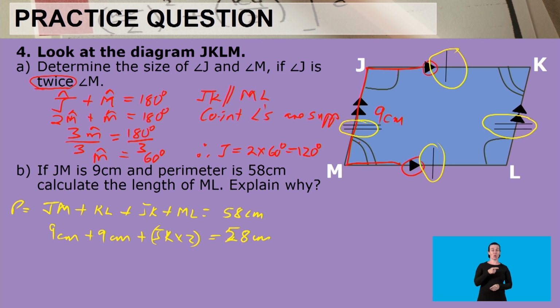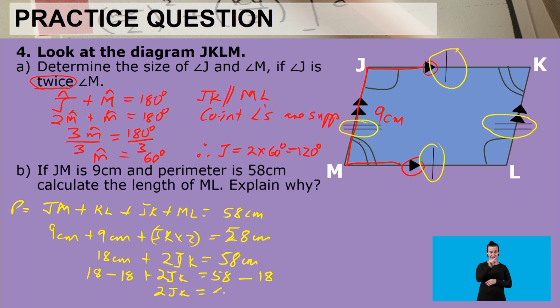Now, 9 plus 9 is 18 centimeters, plus 2JK equals 58 centimeters. Let me write that 58 properly. And therefore the additive inverse of 18 is negative 18. So it will be 18 minus 18 plus 2JK equals 58. What we do on the left, we also do on the right. So we're going to add negative 18 on the right as well, so that we have 2JK equals 40. 58 minus 18 is 40.